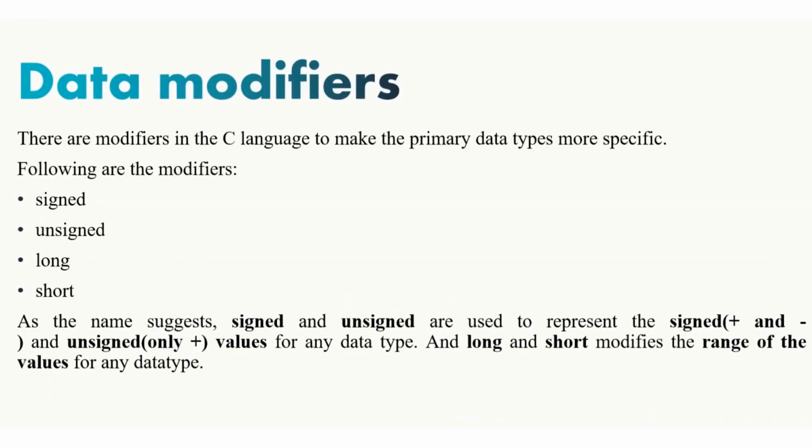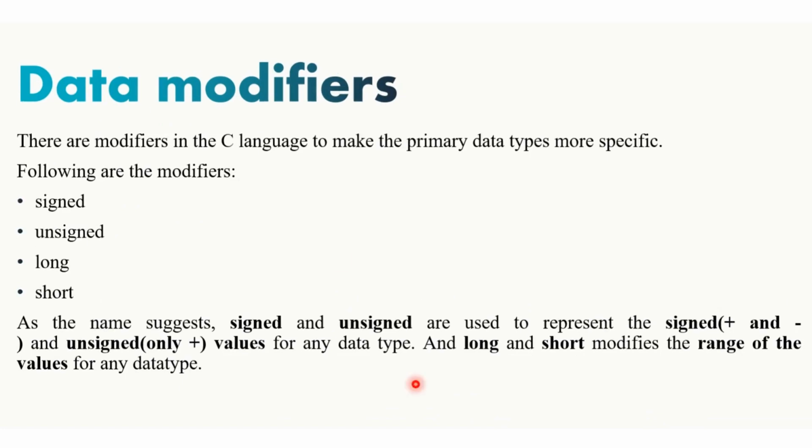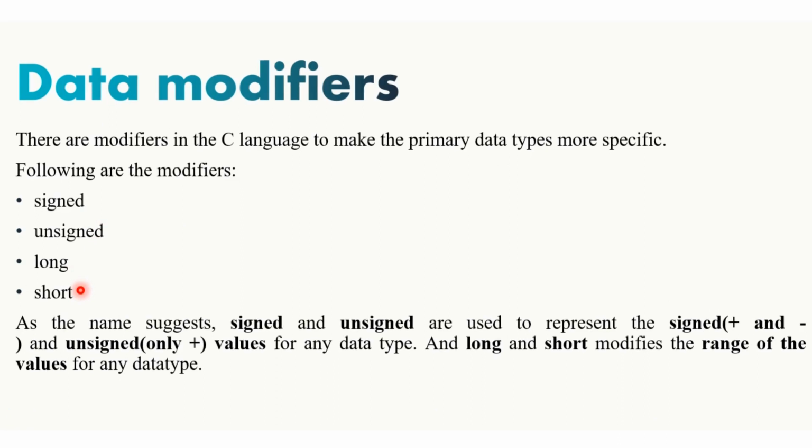Coming to the data type modifiers, it is used to specify the range of the data type more precisely. There are 4 modifiers: signed, unsigned, long, and short. So these modifiers will generally be used before the data types at the time of declaration. Example: at the time of declaring any variable, we mention it as signed int A.